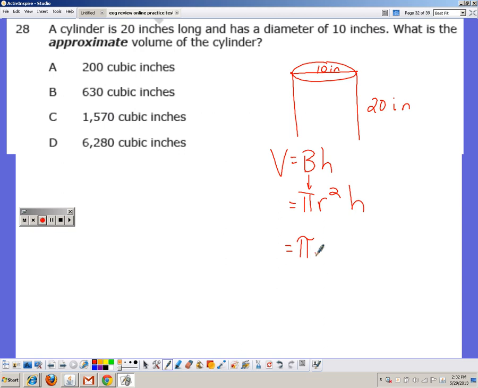So we're going to multiply pi times the radius, and they give us the diameter. So to find the radius, all we have to do is cut the diameter in half. So r equals 5. So we have pi times 5 squared times 20. And again, on your calculator, all you have to do is multiply those things all together, and you will get approximately 1,570.